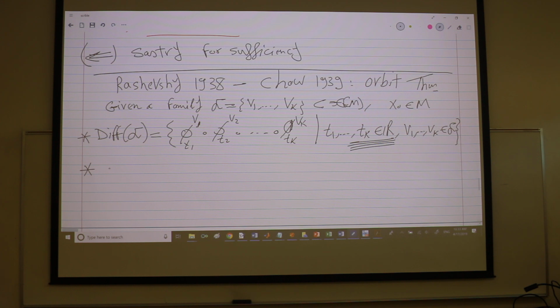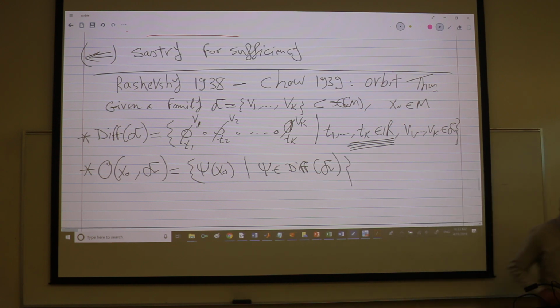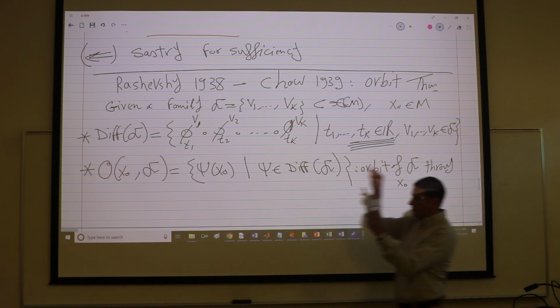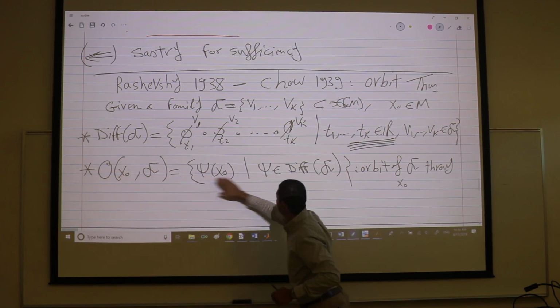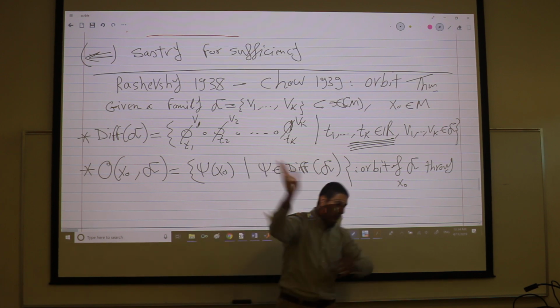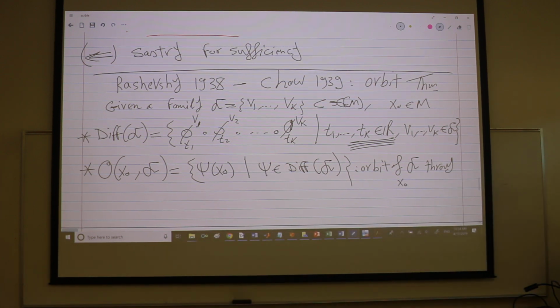So, we'll define the orbit O of F through this point x0, which is psi of x0, such that psi is in def F. So this is called the orbit of F through x0 in M. So you start, we're focusing at a point in M. Starting with this point, go and flow along these guys. Flow along V1, V2, V3 for whatever time you like. Here are the final results, okay?